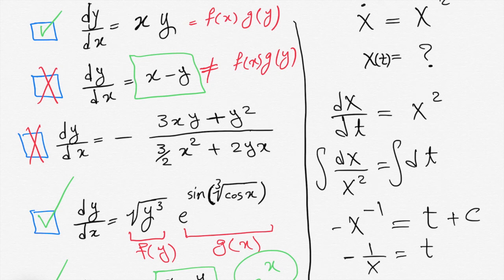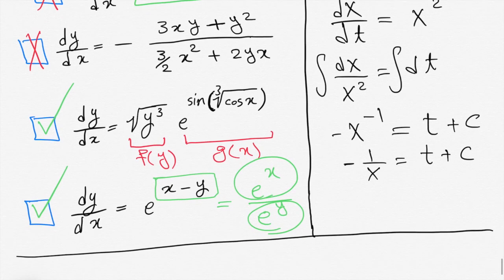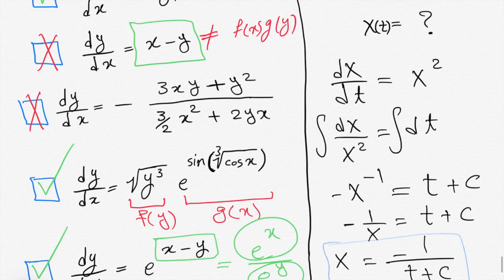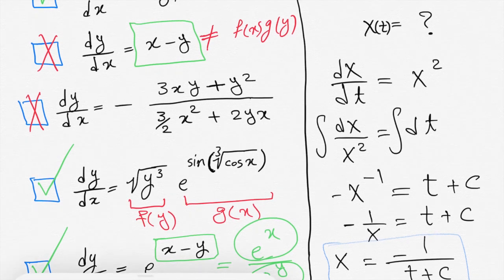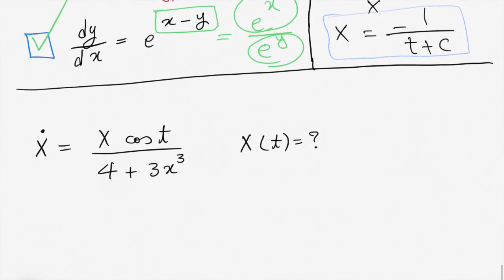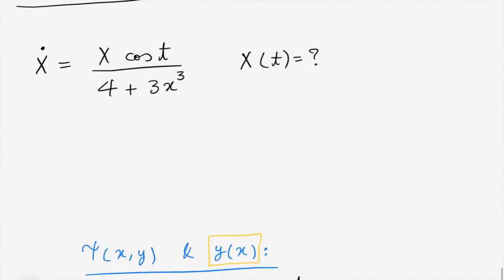Therefore your equation will be like 1 over x equals t plus c. Therefore you can write x is equal to minus 1 over t plus c, right? And you can find the c as the constant of the integral again for particular solutions, which you can find beautiful examples in the practice sheet. But let's solve another one.